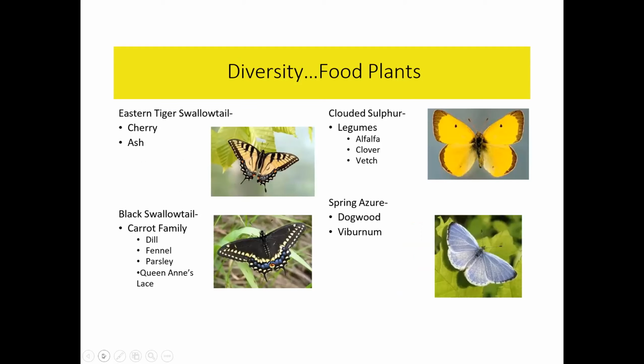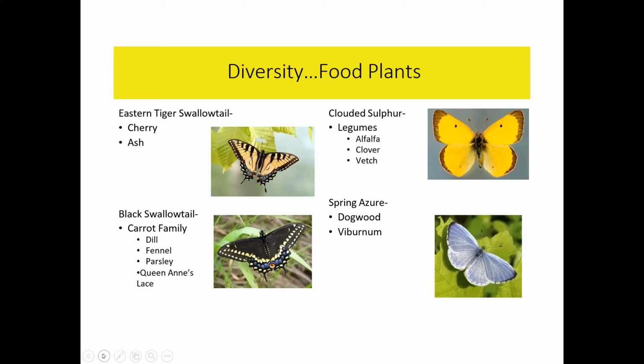So we're going to talk in terms of food plants, okay? Adult butterflies and moths get nectar and water. They don't eat plants. The food plants are needed in the larval stage. The larvae of the eastern tiger swallowtail prefer to feed on cherry and ash. Cherry and ash are everywhere. You probably already have them in your yard or nearby. The black swallowtail larva like anything in the carrot family, which includes things like dill and parsley. Queen Anne's lace, which is not native, is in the carrot family.